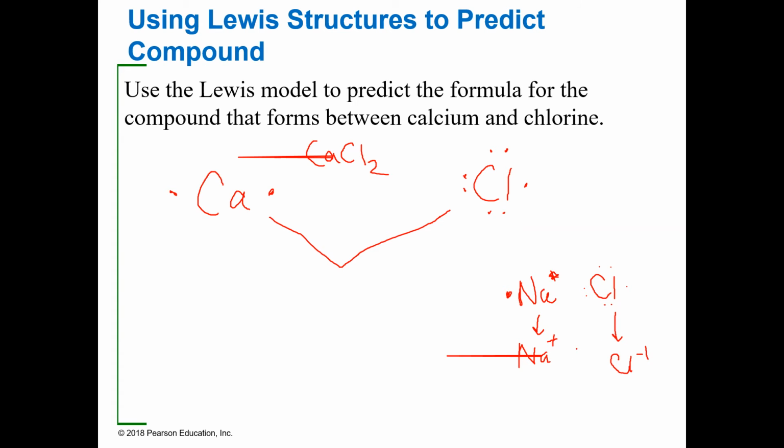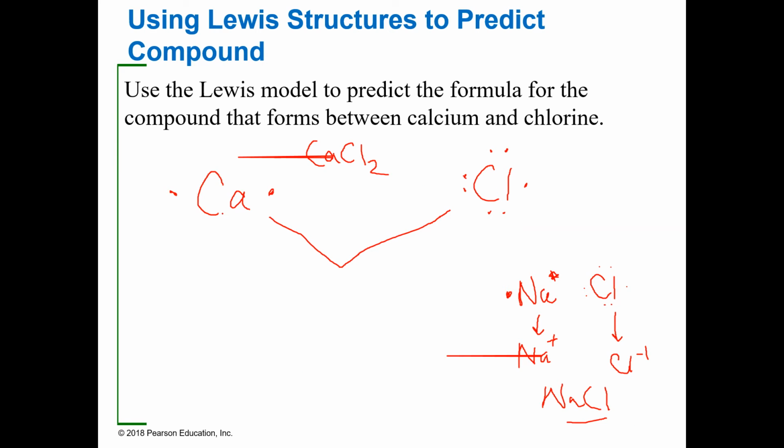And now, because these 2 charges are equal to each other, we can just put it together. NaCl. So you bring them together, sodium and chloride are held together by an ionic bond, and that would be its chemical formula.